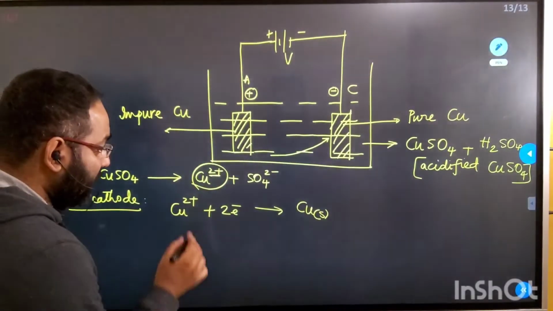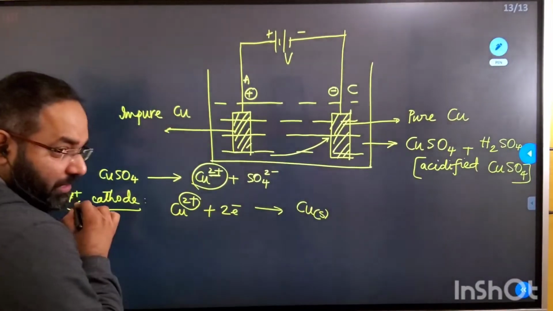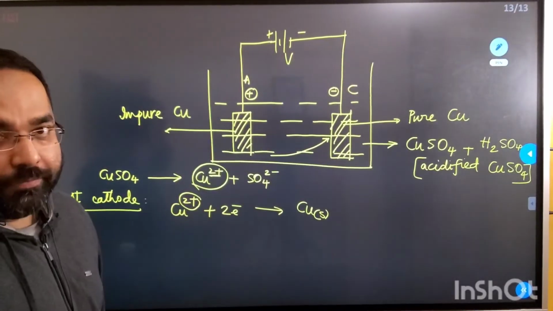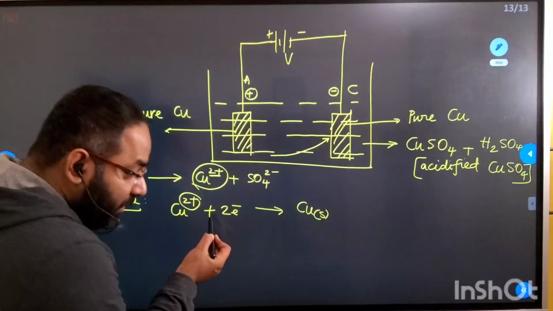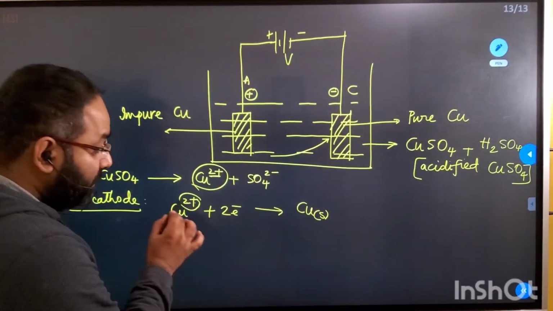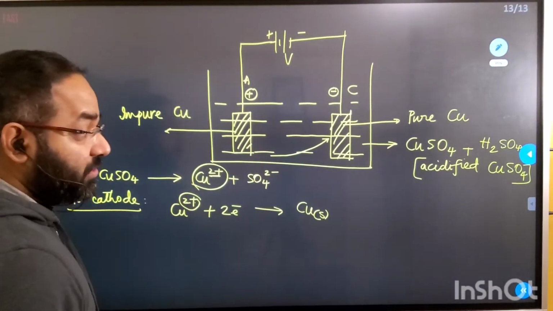Now the best way to remember it is, if I have a plus 2 here, put plus 2 electrons next to it. If I had a minus 1, I would have put minus 1 electron. If I had plus 3, I would have written plus 3 electrons. So whatever I see here, you put the same thing here with the same sign as well. That's the easiest way to remember.